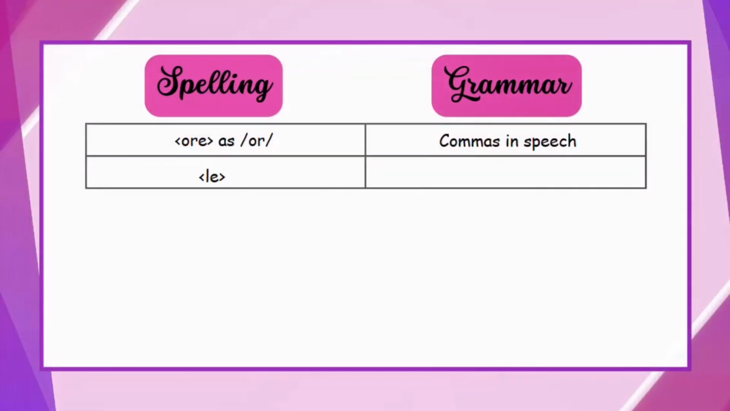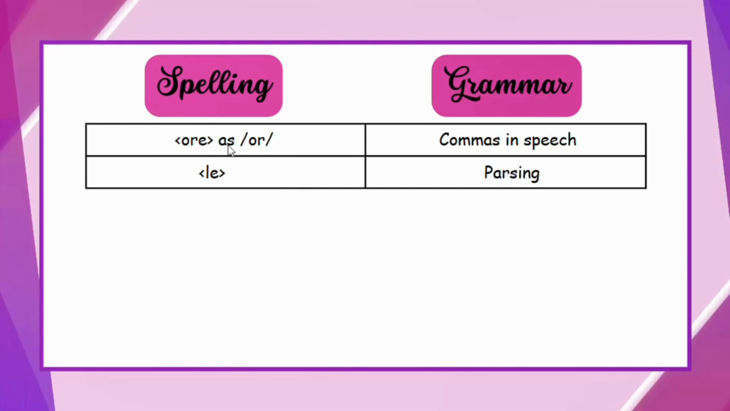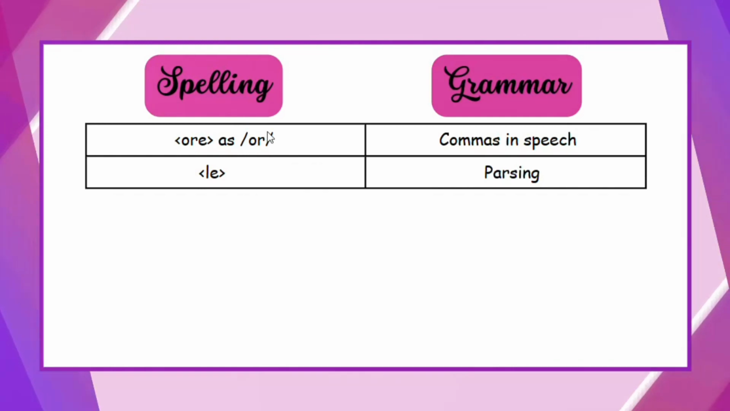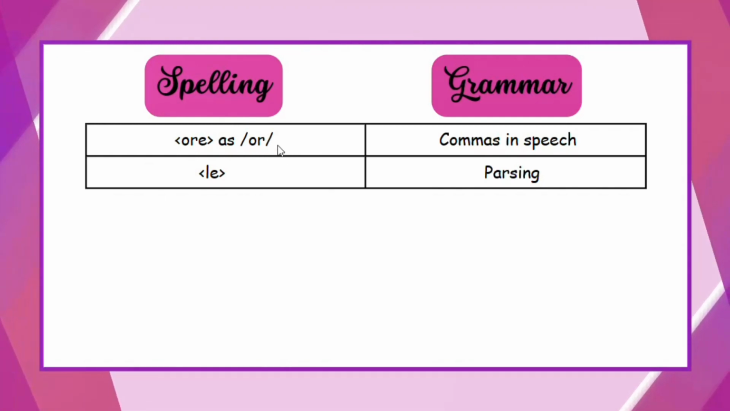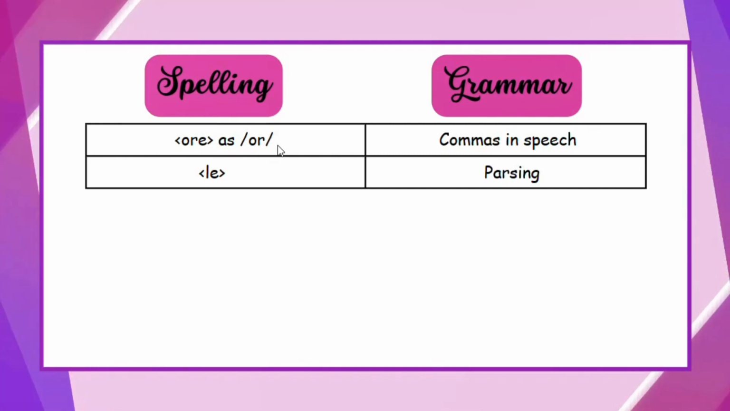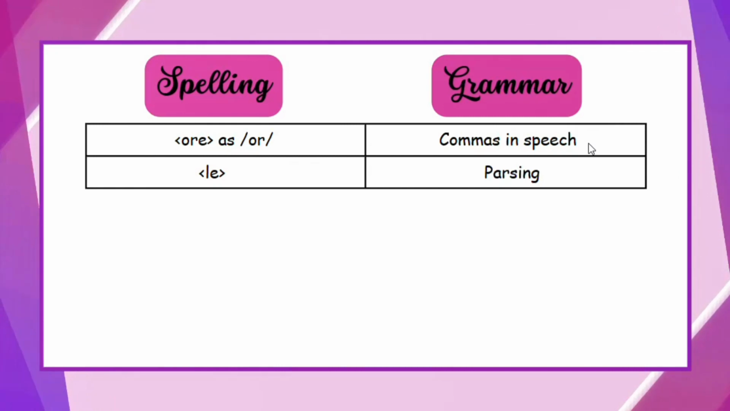After this, we are towards the end of our curriculum and we are at ORE as or sound. We have three different ways to write or. So if you want to learn the different ways and when should we write which one, check out the link to the video in the description box. And then we have commas in a speech, like if you are writing a dialogue, so how you need to write the dialogue, you need some commas there.